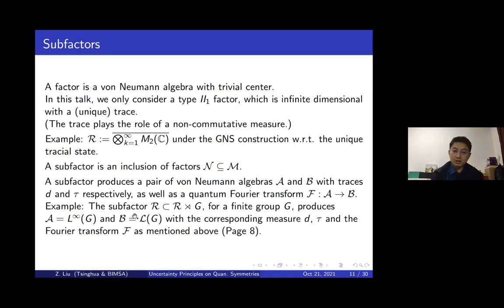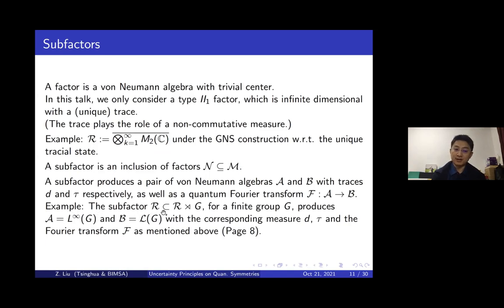For example, for this factor R, you can take permutations acting on those different pieces, like finite permutations. And you can take subgroups, so any finite group is a subgroup of a permutation group. So you can take this crossed product action, and then you get a bigger algebra. It's also a factor, and that gives a subfactor: R included in this crossed product. And from that subfactor, the corresponding two algebras are exactly the ones we started with before for Fourier analysis.